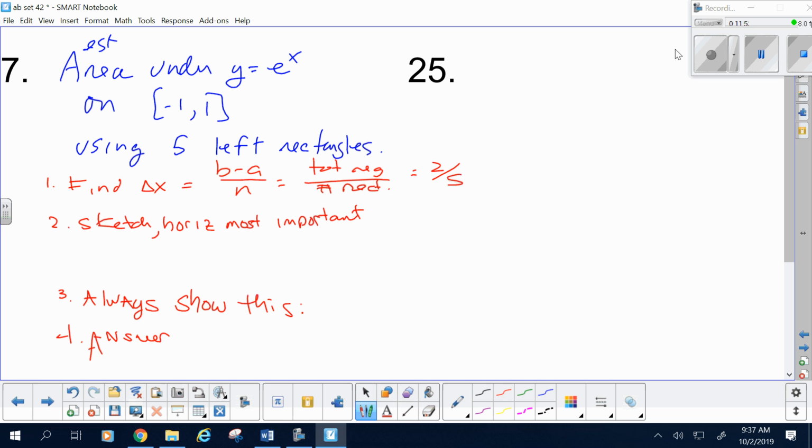When I say sketch this, really the curve is fine, and for upper and lower, I do need to see the curve. But for left, right, and midpoint, all I really need is the horizontal, and I don't even do the whole region. I just start at -1, and then I go delta x from here. So if -1 is my first edge, and I go 2/5 each time, then what's my next point?